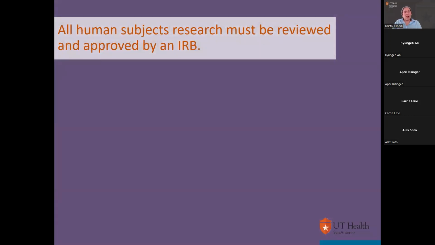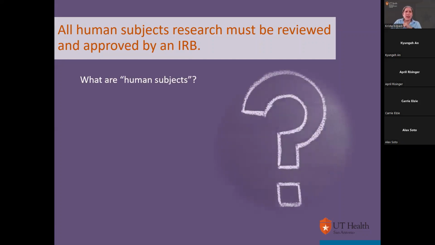Now, the Common Rule says that all human subjects research must be reviewed and approved by an IRB. Technically, the Common Rule only applies to federally funded studies, but here at the Health Science Center, we do insist that the same rules be applied to all research studies, whether or not they're federally funded. And at first, when you look at this statement, all human subjects research must be reviewed and approved by an IRB, it looks like a fairly straightforward statement. But when you start thinking about it a little bit more, you might have some questions.